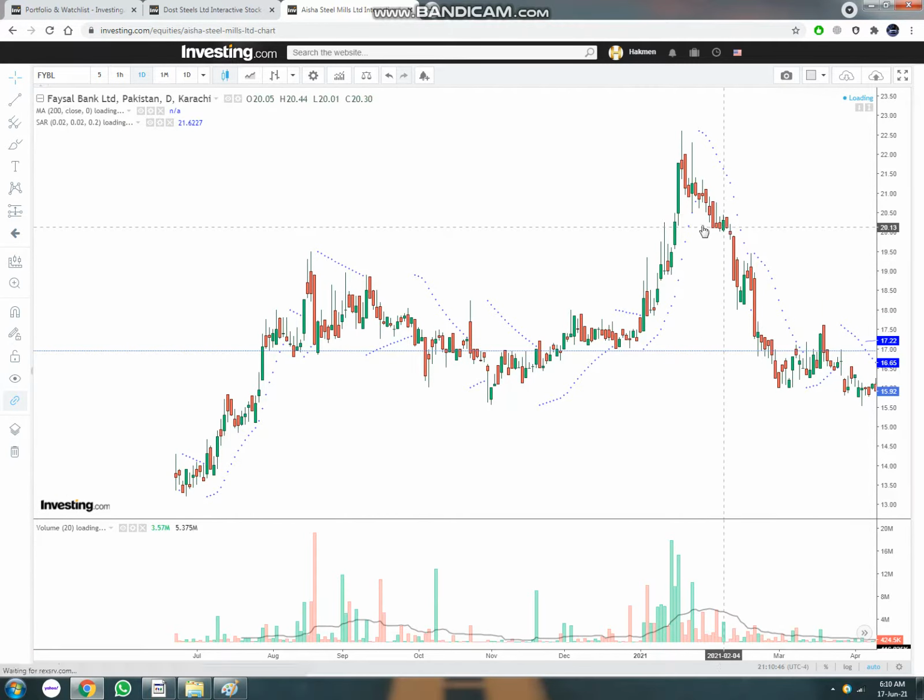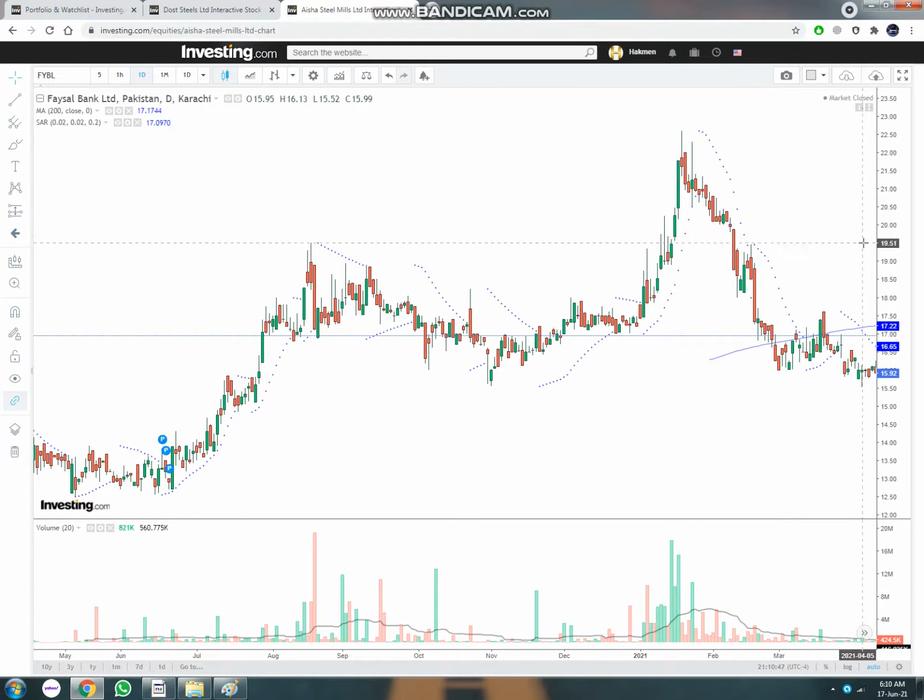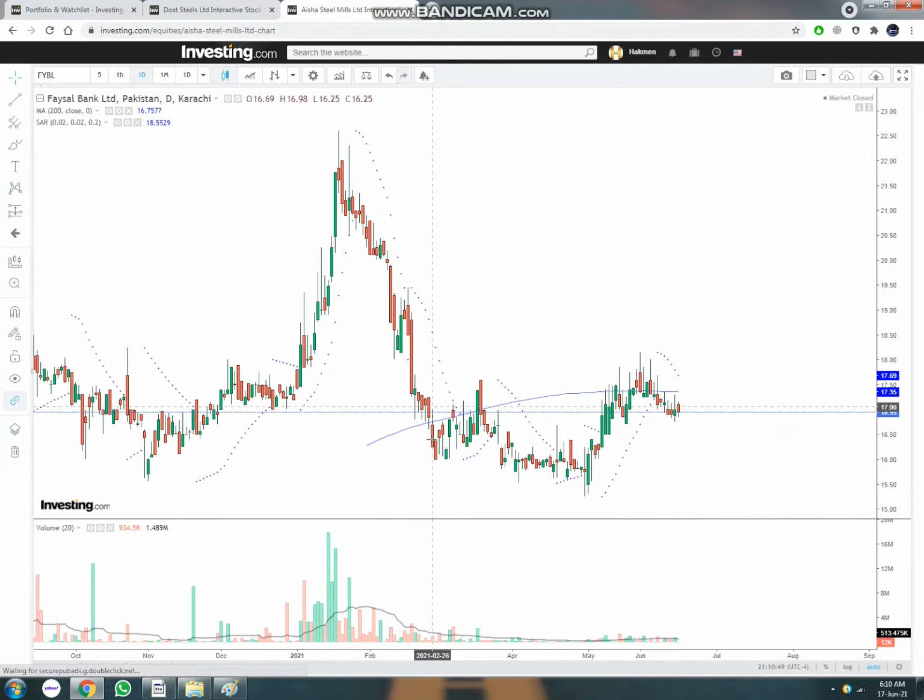I invested in this stock right here at this area. Now this came back down below the 200-day moving average, and again up, again down. Now it is trading right over here in these areas. There was a strong resistance at these points, due to which the stock didn't continue its bullish move, and it stayed below the 200-day moving average.